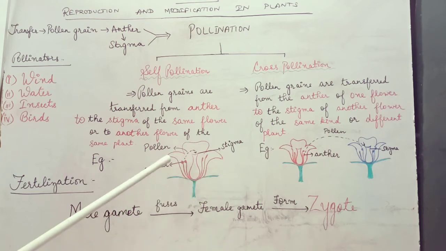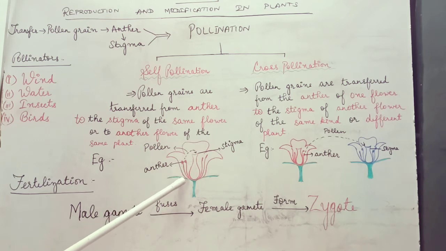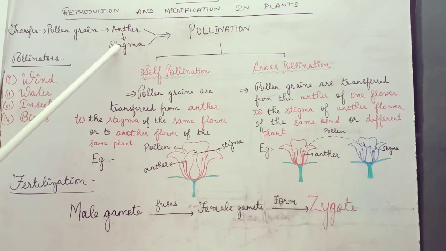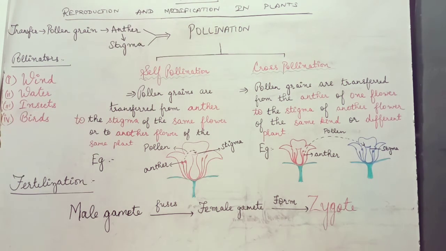We already know the male part, androecium, which has stamens, consists of anther, which has the pollen grains, which is carried away by the pollinators to the female part, gynoecium. This is called pollination. I will repeat. The transfer of pollen grains from the anther to the stigma is called pollination.